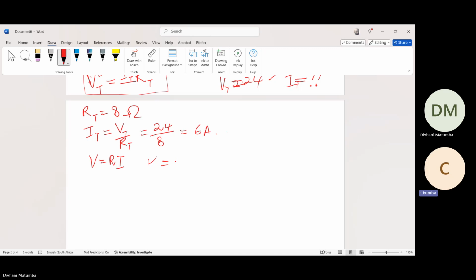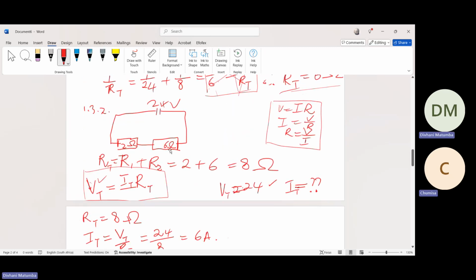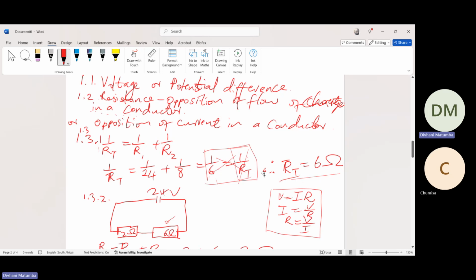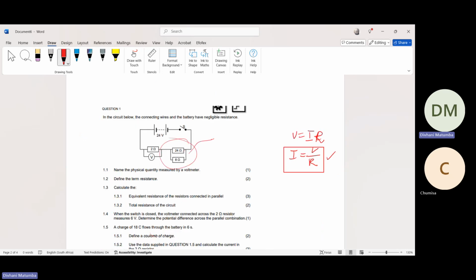Eight ohms. Okay, but remember they asked for the potential difference across the parallel connection only, not of the total circuit. What is the equivalent resistance of the parallel connection? That was the first question. 6 ohms. It was 6 ohms, so why are we using 8?